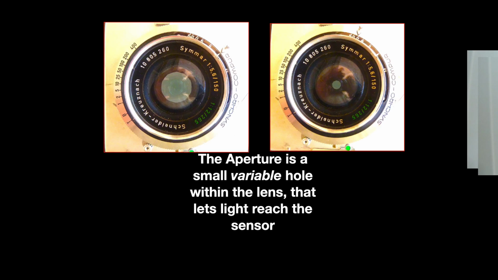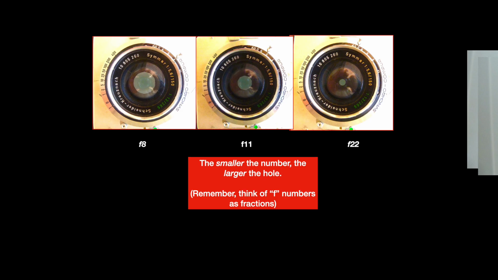Earlier in the workshops we mentioned that aperture was the variable hole set in the lens to reduce or increase how much light could pass through. The smaller the number, the larger the hole. We asked you to consider them as fractions, which in fact they are, but that explanation is a bit beyond the scope of this tutorial.